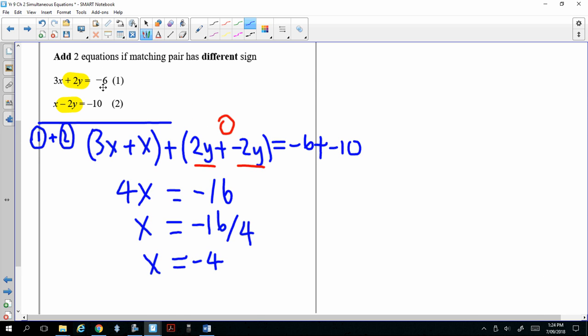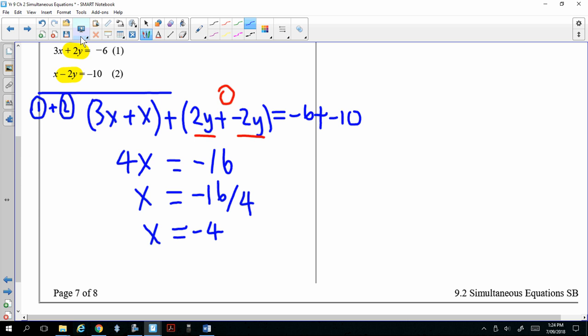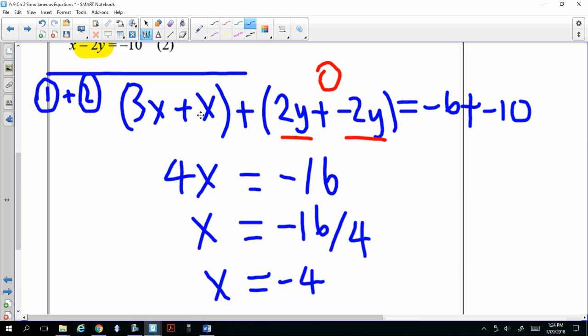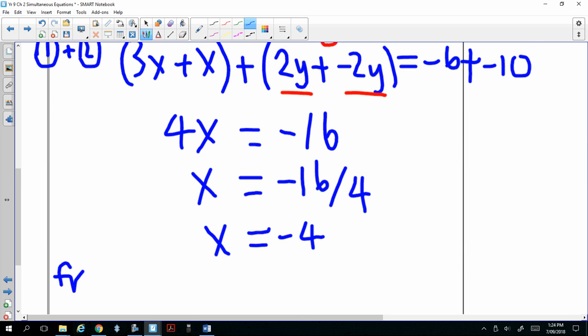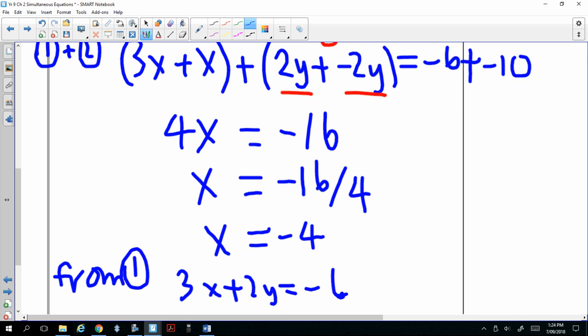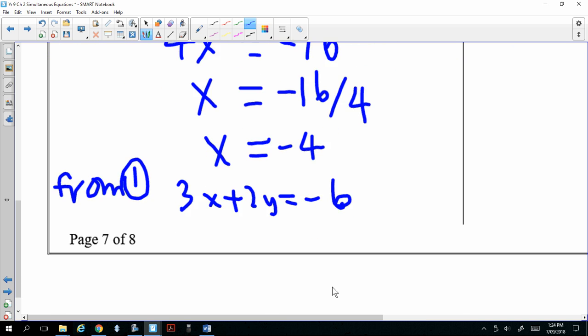So you either use equation 1 or 2. Let's use equation 2. Or maybe equation 1 because it doesn't have a minus sign. Maybe it's easier. Alright, let's go from 1. I've got the question here, let me copy it down. 3x plus 2y equal to negative 6. Replace the x by negative 4. 3 times negative 4 plus 2y equal to negative 6.